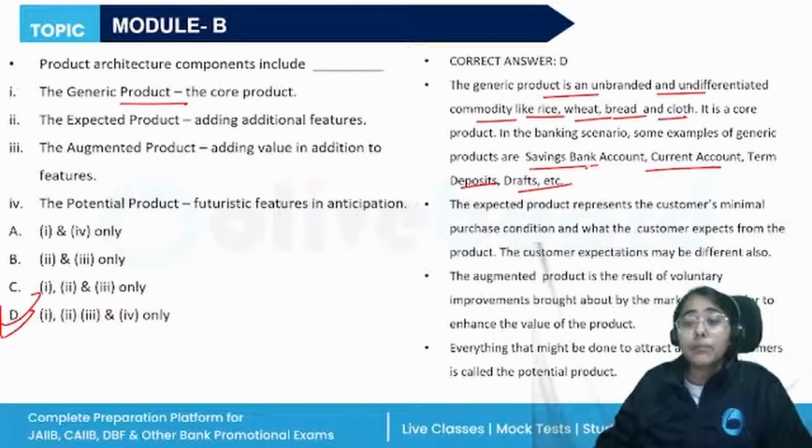Then the expected product is something that the customers expect, the minimal purchase. For example, along with the savings bank account, a passbook is the minimal expectation. Then the augmented product is a result of making voluntary improvements, like insurance and pension products offered to the applicants along with the Pradhan Mantri Jan Dhan Yojana account.